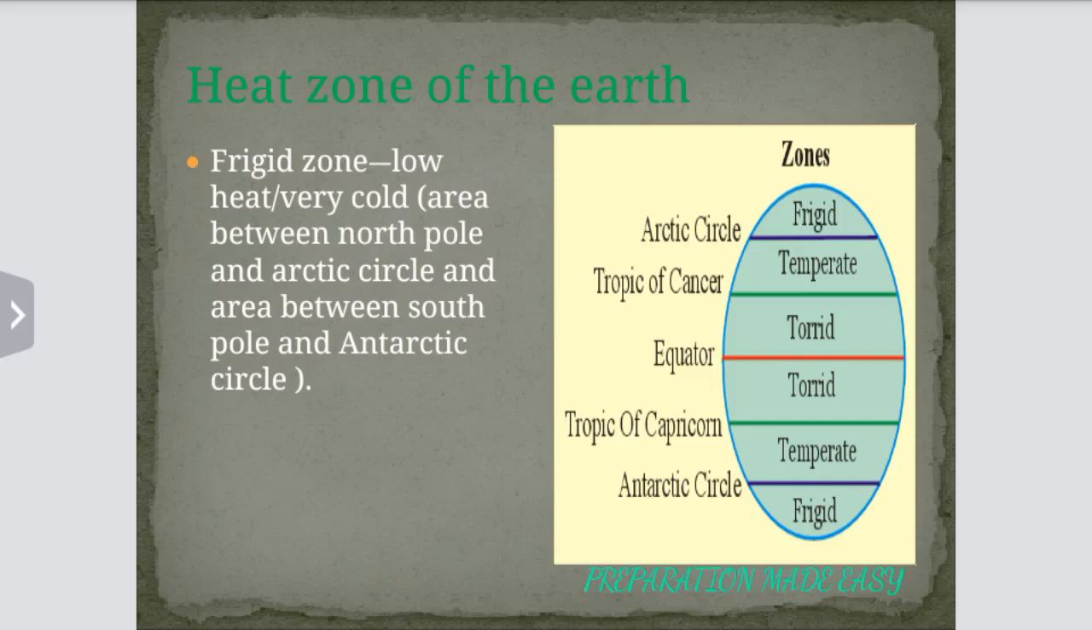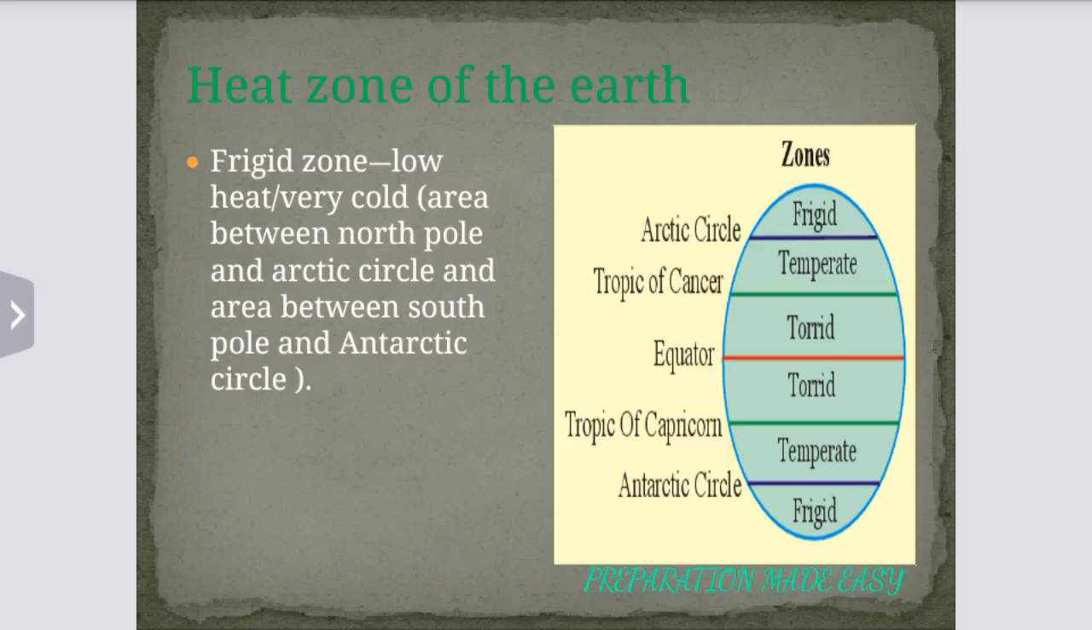And the third one is frigid zone, that is low heat or very cold area. This is between North Pole and the Arctic Circle and the South Pole and Antarctic Circle.